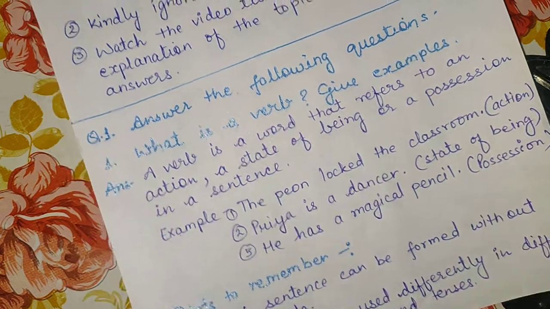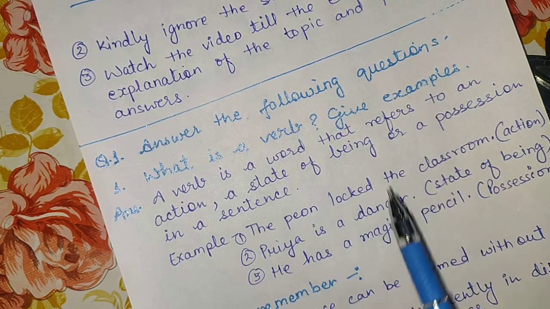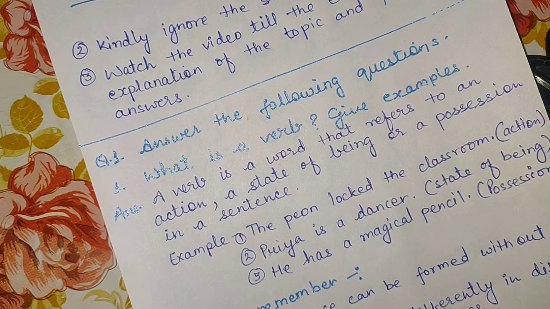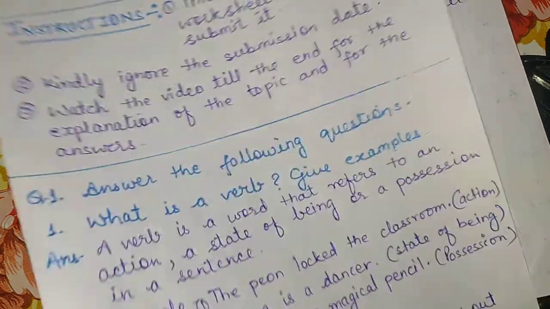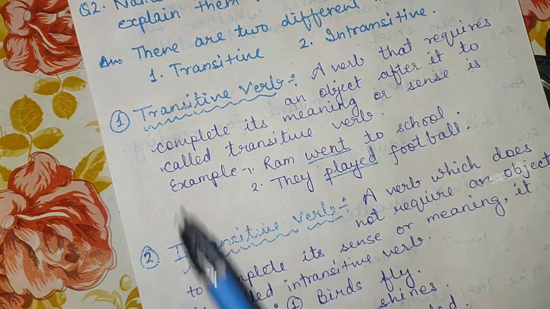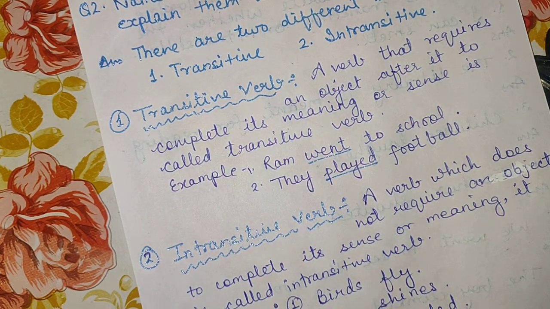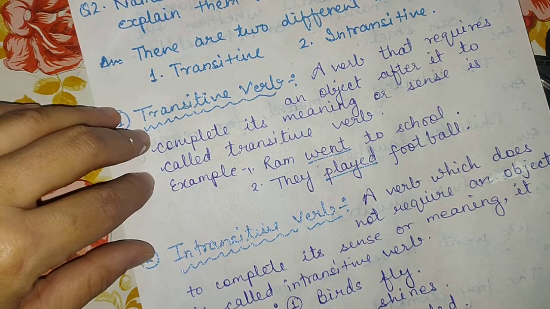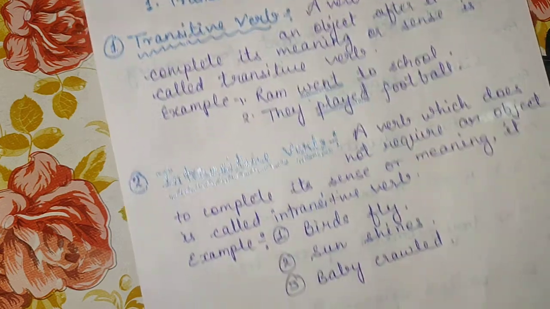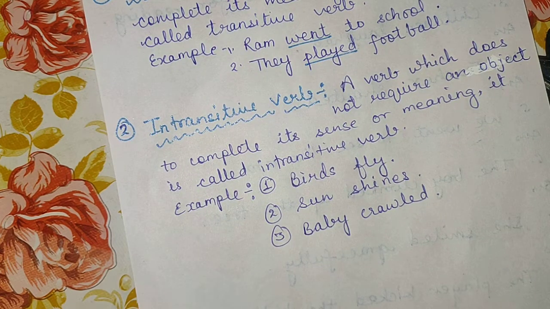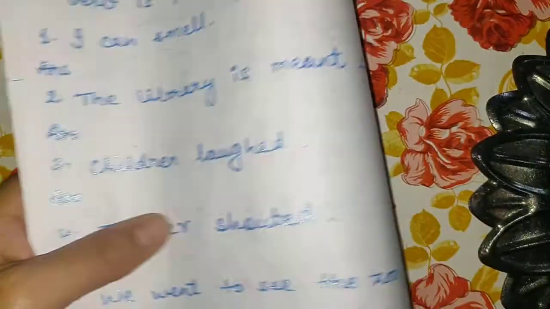Now let's see, in the first question, it is the definition of the verb. What is a verb, with examples. Okay, all this I have explained to you. Then question number 2, I have also explained that there are two kinds of verb, transitive verb and intransitive verb. The explanation is also written and the examples are also written.